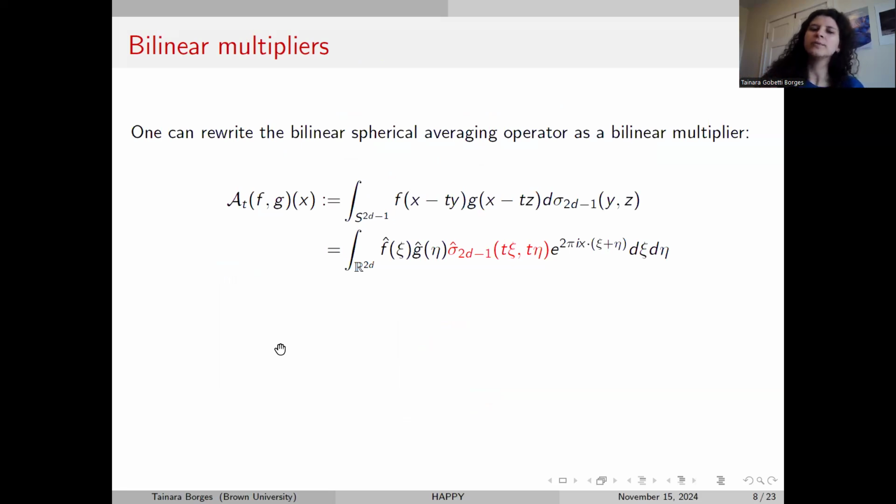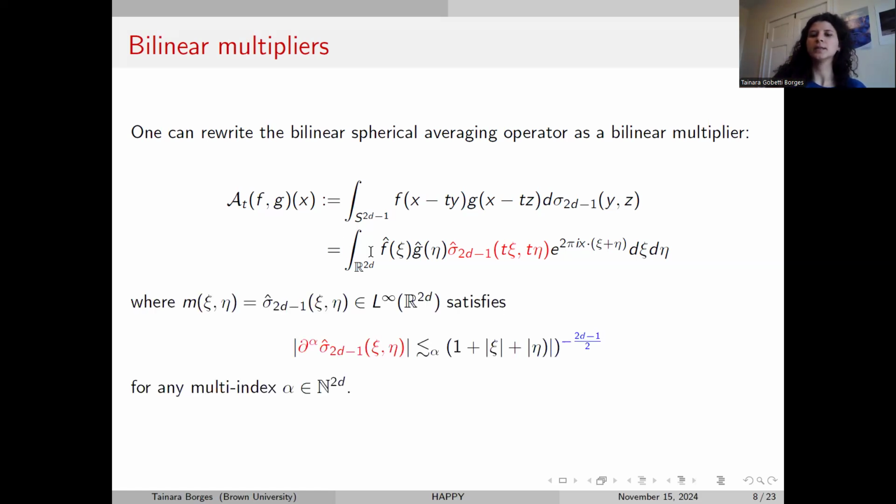We could also think of how this behaves on the Fourier side in the same way that we did for spherical averages before. If you're writing this as a bilinear multiplier, this thing in red is what the bilinear multiplier would be, right? So this equality is true. It's not a very hard computation. And again, we do know what the decay properties of this symbol in red are, by the same reason that we had decay properties for sigma hat before.